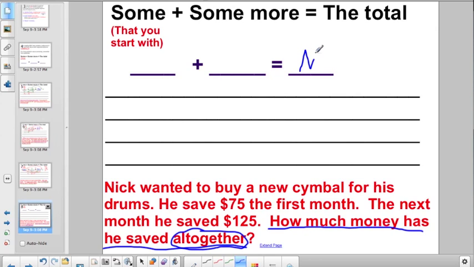So maybe you're going to use an N for Nick. What else are we going to put in here? He saved $75 the first month. So this looks like the money that he started with. And then the next month, he saved $125. This is one of those problems that's so simple, it's hard.